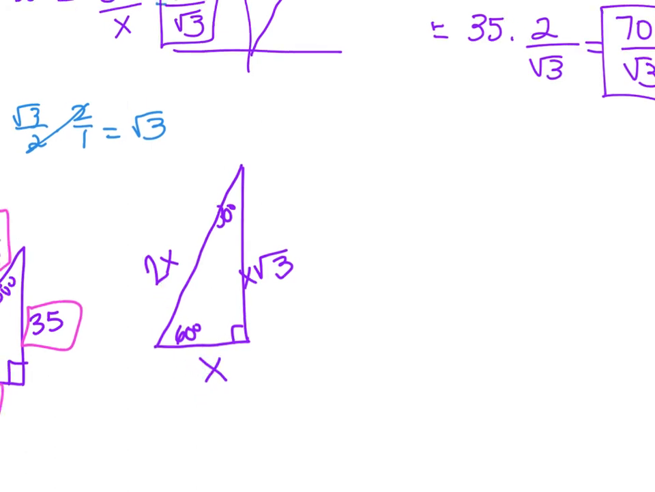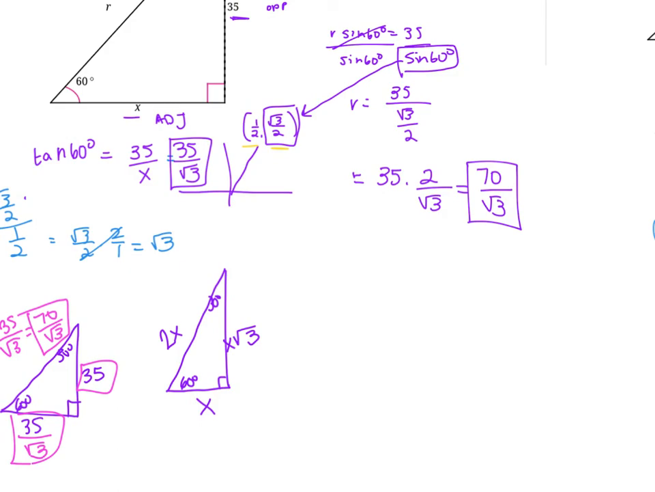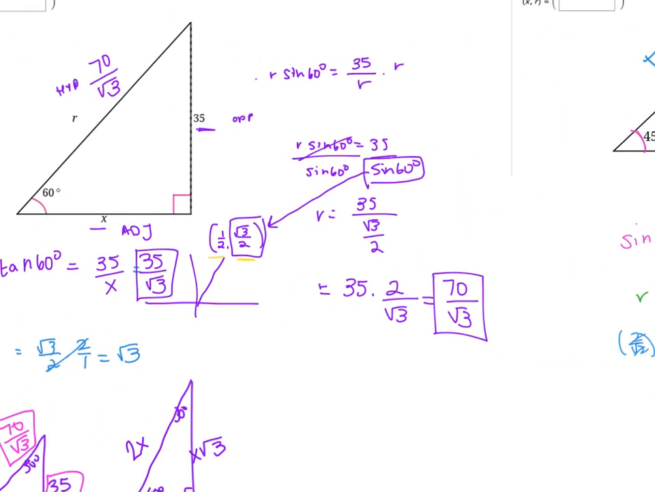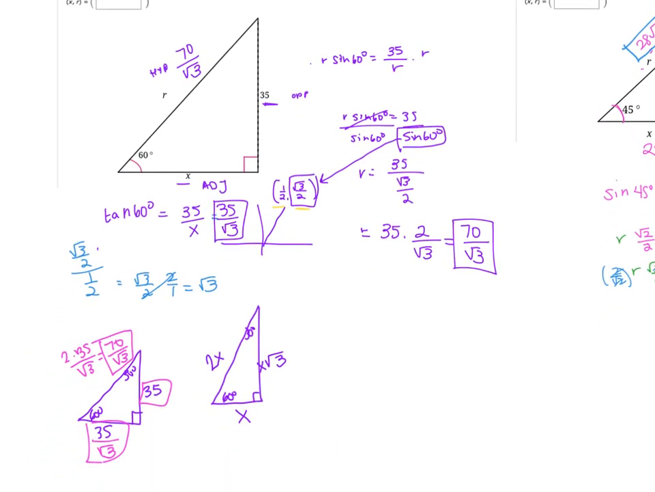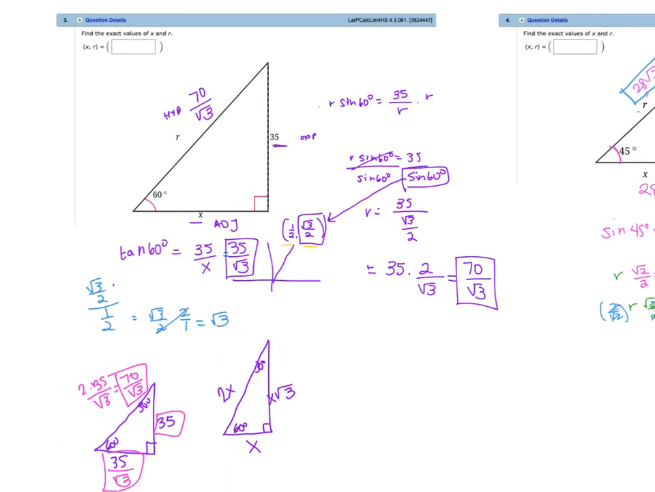So hopefully this helps a little more. Now you could certainly use our trig ratios, tangent of 60, sine of 45, and so forth in order to solve it. But you are also allowed to use the special right triangles as well.